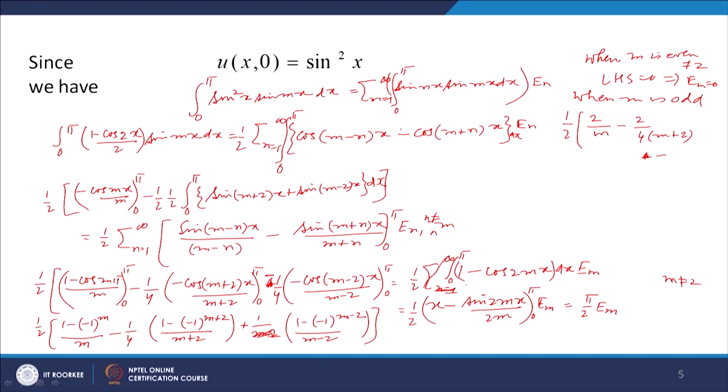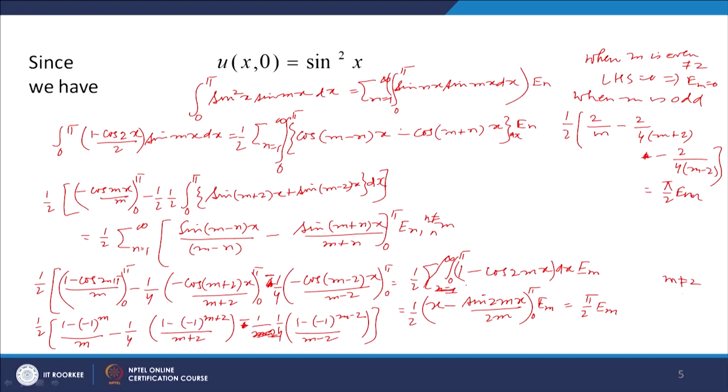Then what we will have here is 2 over 4. So, this is also 1 over 4 and with a negative sign. So, minus 2 over 4 into m minus 2, equal to pi by 2 into En. This is regarding m is odd. This we can simplify and get the value of Em for odd.